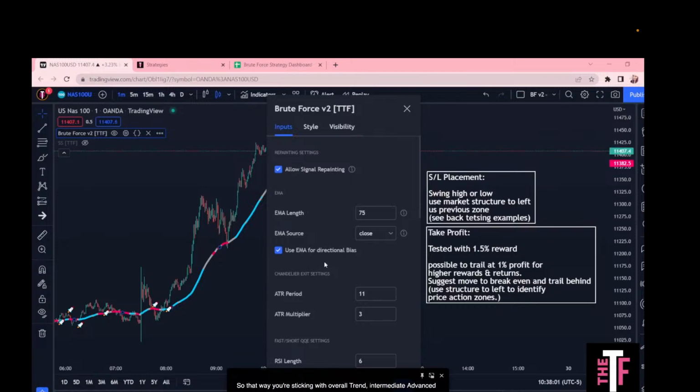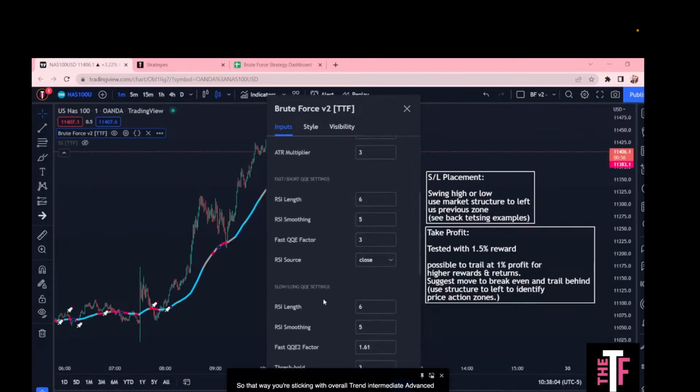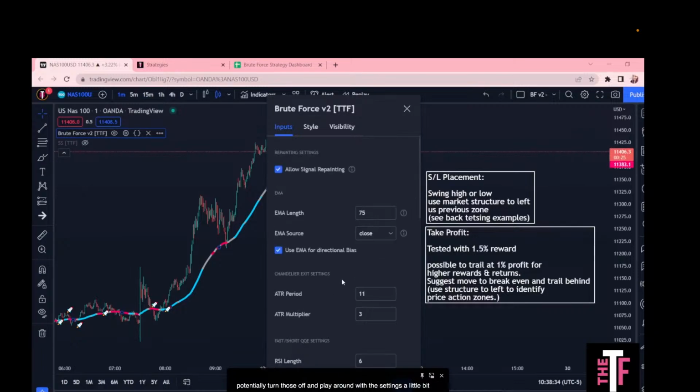Intermediate advanced traders, again, your analysis is probably pretty good and you're adding in other sorts of concepts or confluences, and you're able to potentially turn those off and play around with the settings a little bit more. Again, though, if you're a beginner trader, we have made it that it is very useful for beginner traders as well. You can still take all the signals, and that's what we show. It was still profitable, and I'll show you guys in the back testing data, but I highly, highly suggest that you feel free to start kind of getting used to playing with some of these settings a little bit.